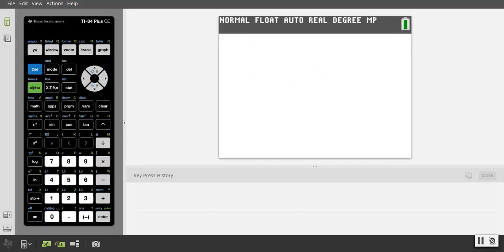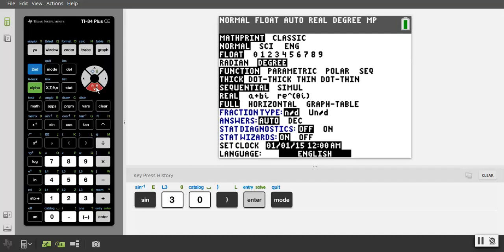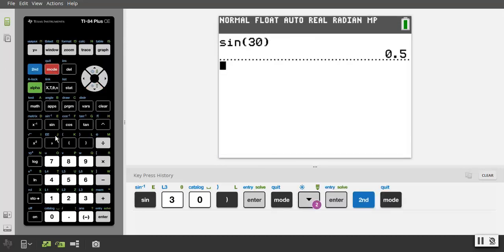Okay, now before we move on, we need to look at this whole idea of radians versus degrees. So for instance, let's say that you type in sine of 30. Well, if you type in sine of 30, right now my mode is in degrees. But what if I change that to radians and I type sine of 30?